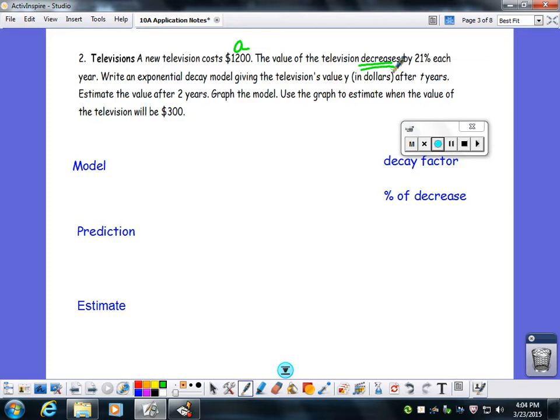All right, let's do our model. So they told us it was decay. So y is equal to a times 1 minus r to the t power.